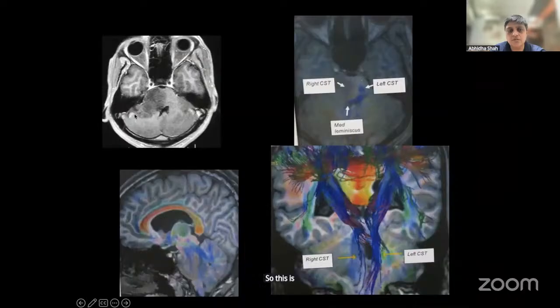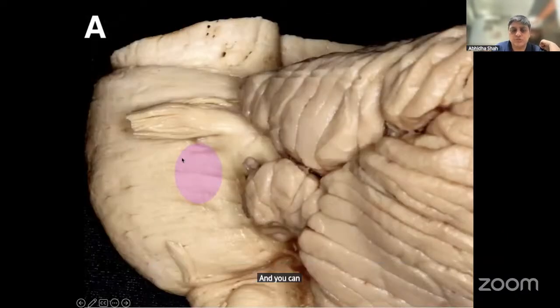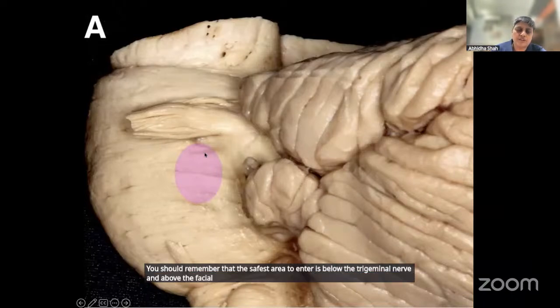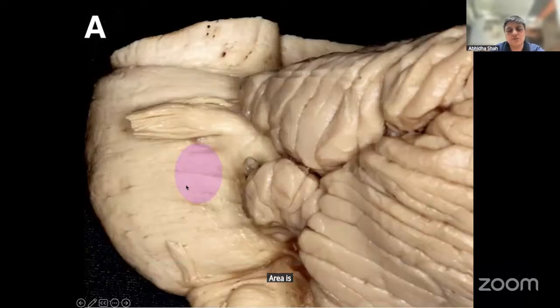So this is a pontine glioma involving the middle cerebellar peduncle and the ventral part of the pons. Again, the best trajectory for this is coming from laterally through zone 1 through the middle cerebellar peduncle, and you can remove this tumor. When you are coming laterally, you should remember that the safest area to enter is below the trigeminal nerve and above the facial eighth nerve complex. So this peritrigeminal area is a relatively safe area to enter into the pons through the middle cerebellar peduncle.